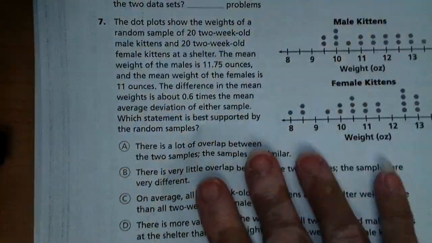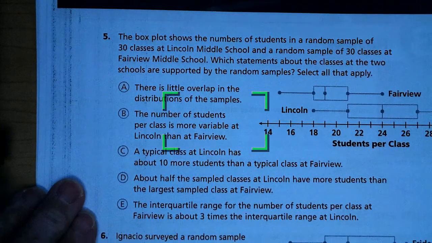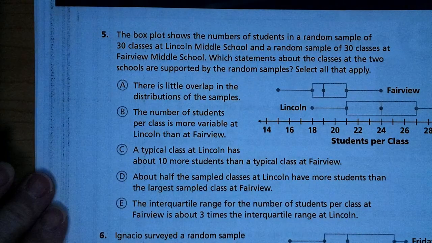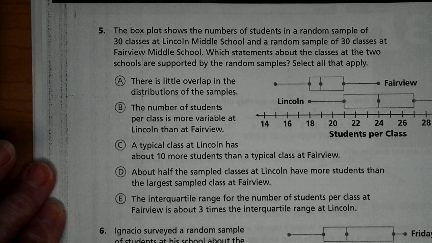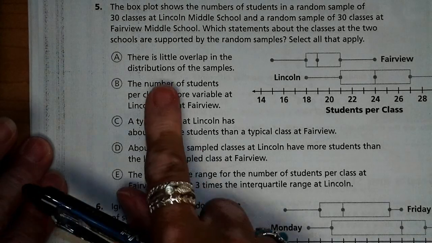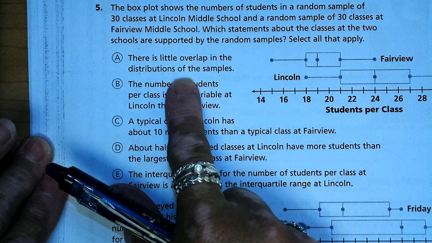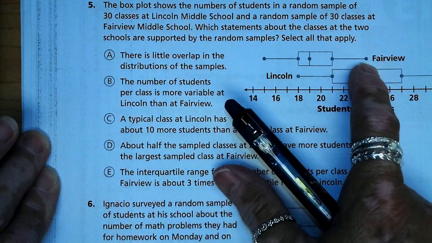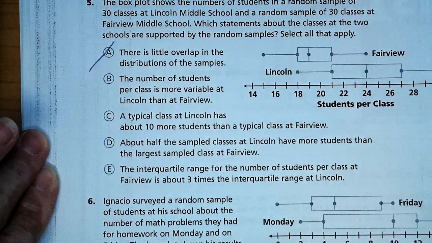All right, number 5 says, the box plot shows the number of students in a random sample of 30 classes at Lincoln Middle School and a random sample of 30 classes at Fairview Middle School. Which statement about the classes at the 2 schools is supported by the random samples? All right, so it says there is overlap in the distributions of the sample. There is a little bit, but not much. Only the whisker overlaps. So I'm going to say no.